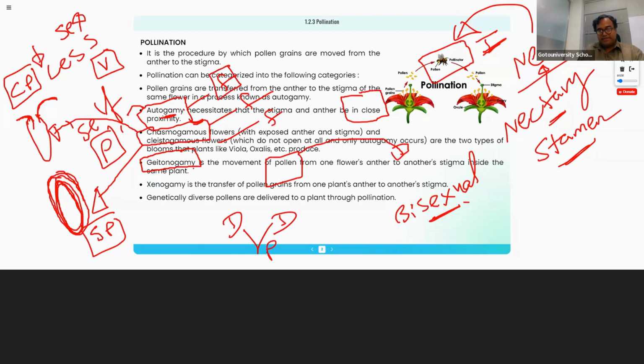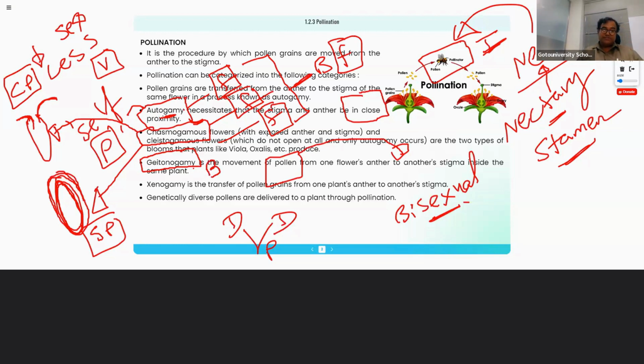Autogamy is the same flower, not two different flowers of the same plant. You should be very careful. So, can you give an example of pollination happening inside the same flower alone? That means autogamy, chasmogamy, cleistogamy. Two different flowers on the same plant is geitonogamy. So you need to understand that this probability applies only to bisexual flowers, not unisexual flowers. Autogamy, chasmogamy, and cleistogamy I can say only for bisexual flowers, not for unisexual flowers. I can't use them there, whereas geitonogamy confuses us.